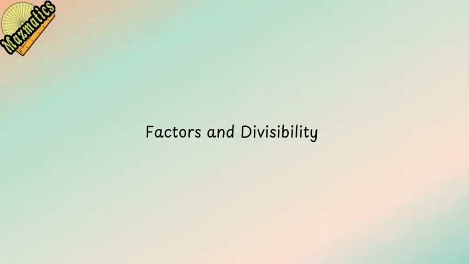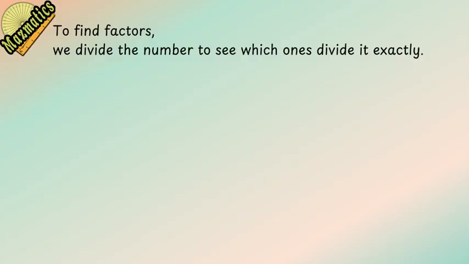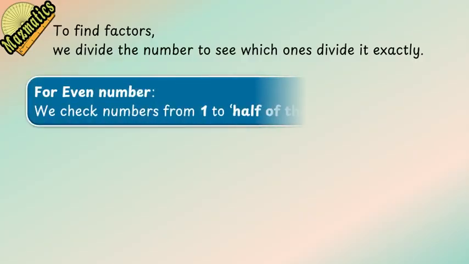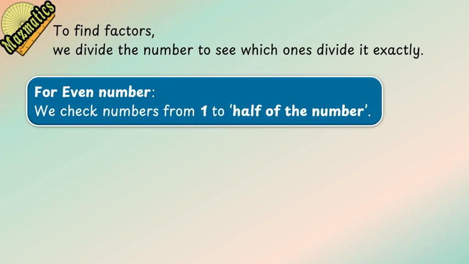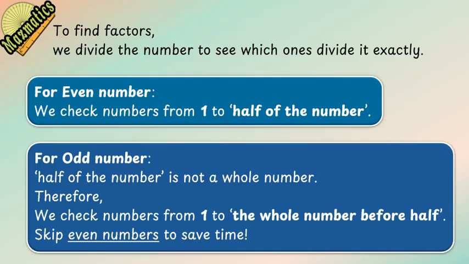Factors and divisibility. If a number is a factor, it divides the number exactly with no remainder. To find factors, we divide the number to see which ones divide exactly. For an even number, we check numbers from 1 to half of the number. For an odd number, half of the number is not a whole number. Therefore, we check numbers from 1 to the whole number before half. Skip even numbers to save time.